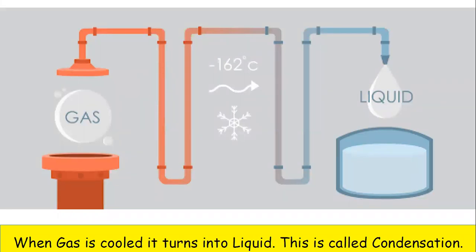When gas is cooled, it turns into a liquid. Here we have gas that's in a pipe, which is a container holding the gas, right? And then the gas is being chilled or cooled at negative 162 degrees Celsius, which means it's very, very cold. And you know what happens to the gas? It turns into a liquid again. And what is this process called? Condensation.